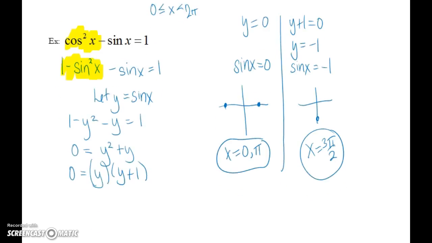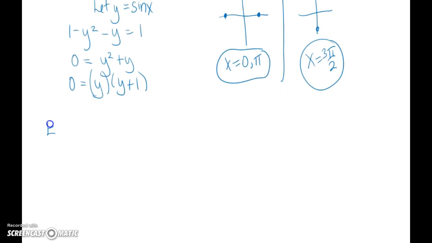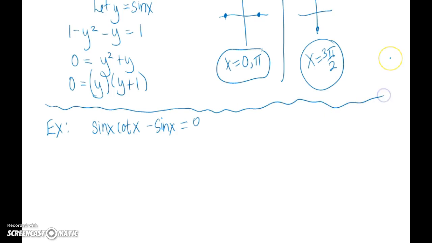Let's look at one more example. Let's say, for example, that we have the following equation. Sine x cotangent x minus sine x equals 0. Now, in this equation, there's no quadratic. We have two different trig functions, and we can replace cotangent with cosine over sine, but then we're introducing another trig function of cosine. So we have to think about another way that we can work with this equation.